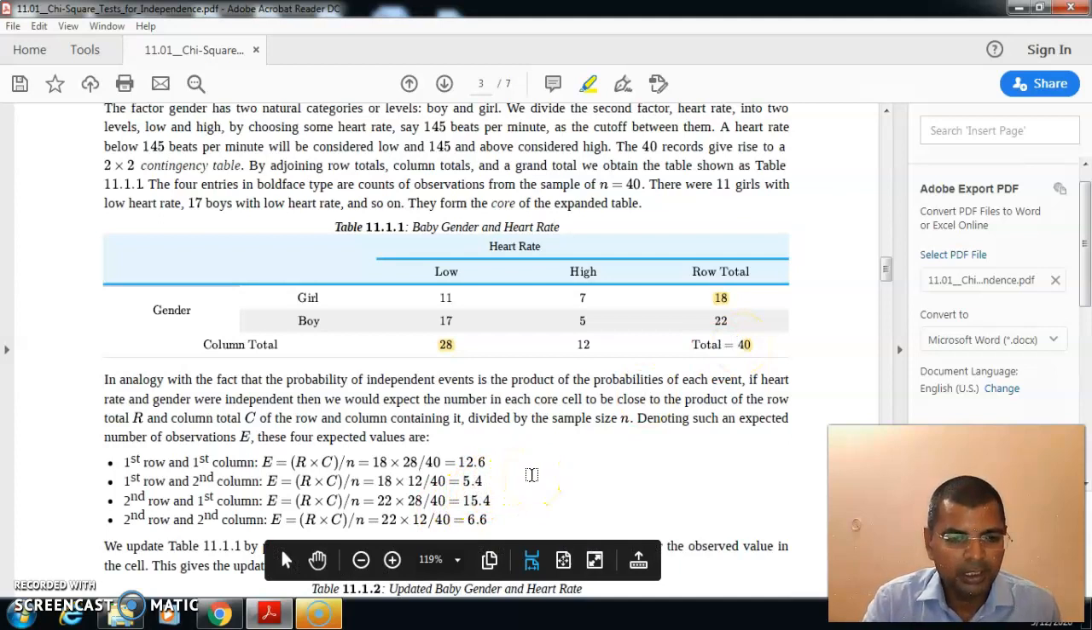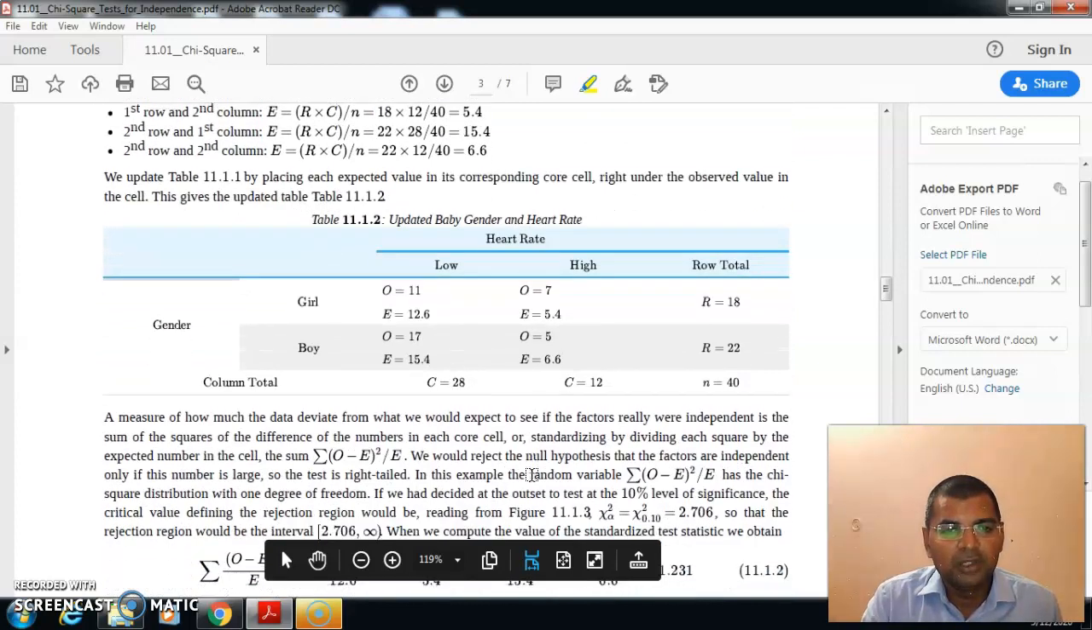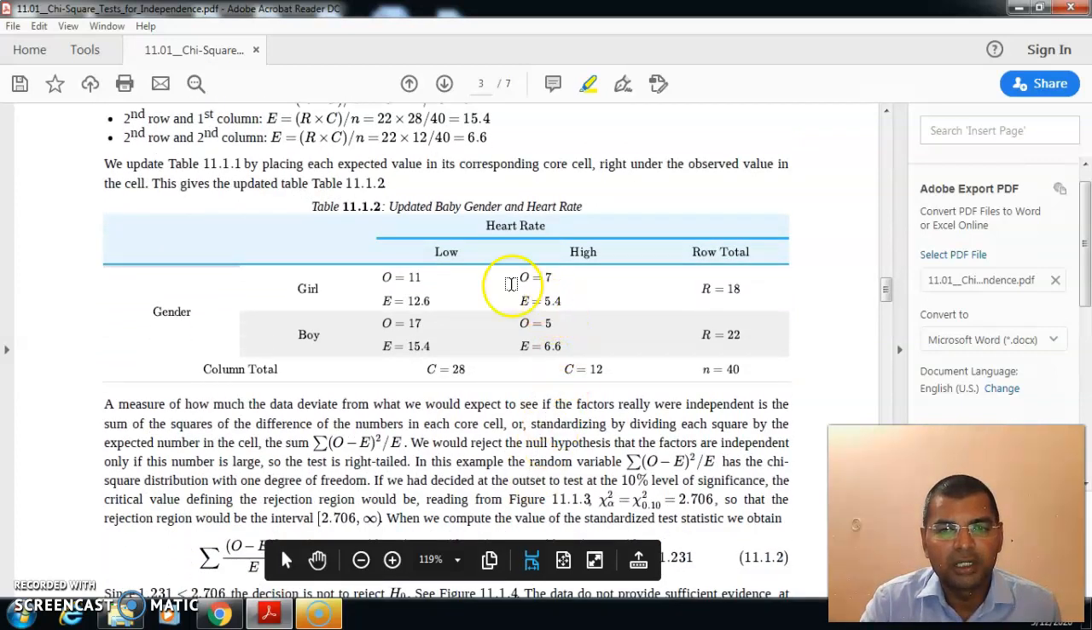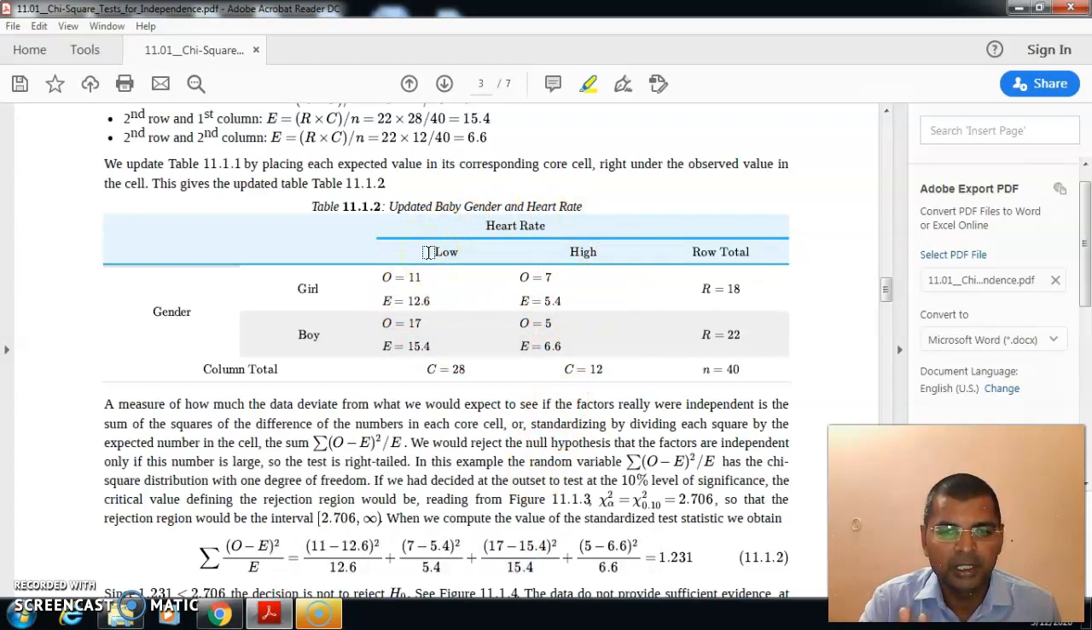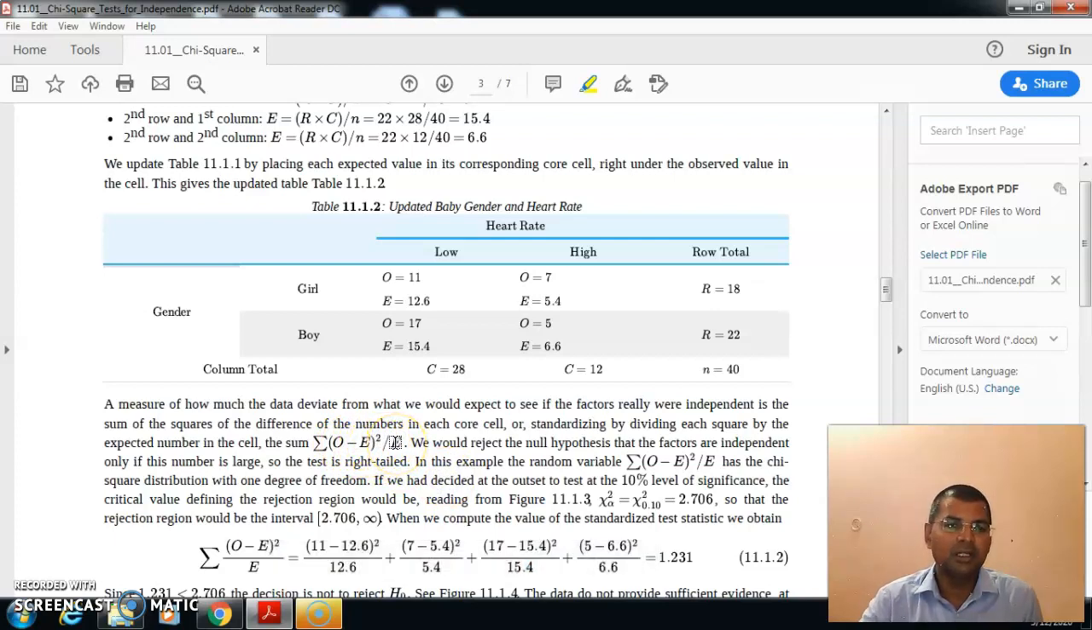So now in the table we have the observed value and expected value. These are the observed value and expected value. Now how to calculate the chi-square calculated value? Chi-square calculated value is calculated by observed value minus expected value, square it, and divide it by the expected value.